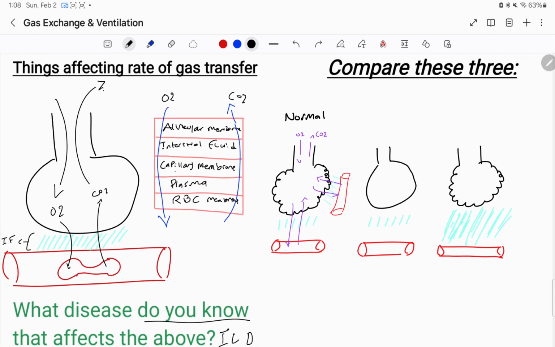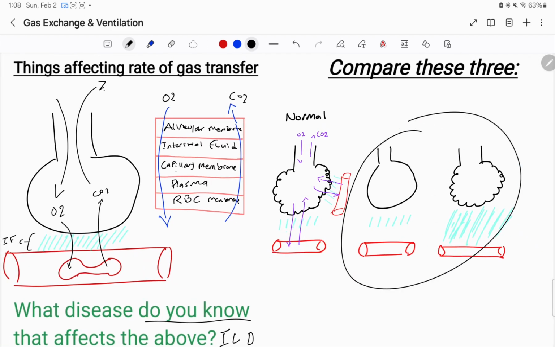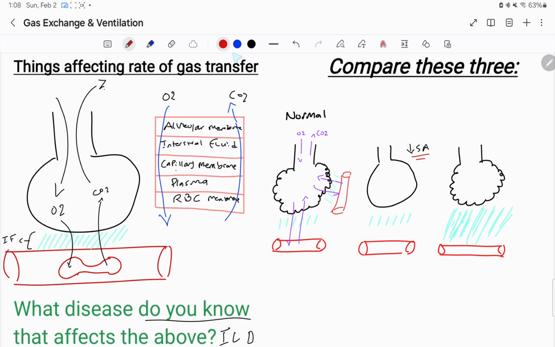But there's two scenarios here where we have disease. In this scenario, we actually have a loss of surface area. We have a decreased surface area. What disease do you guys know that actually has this?